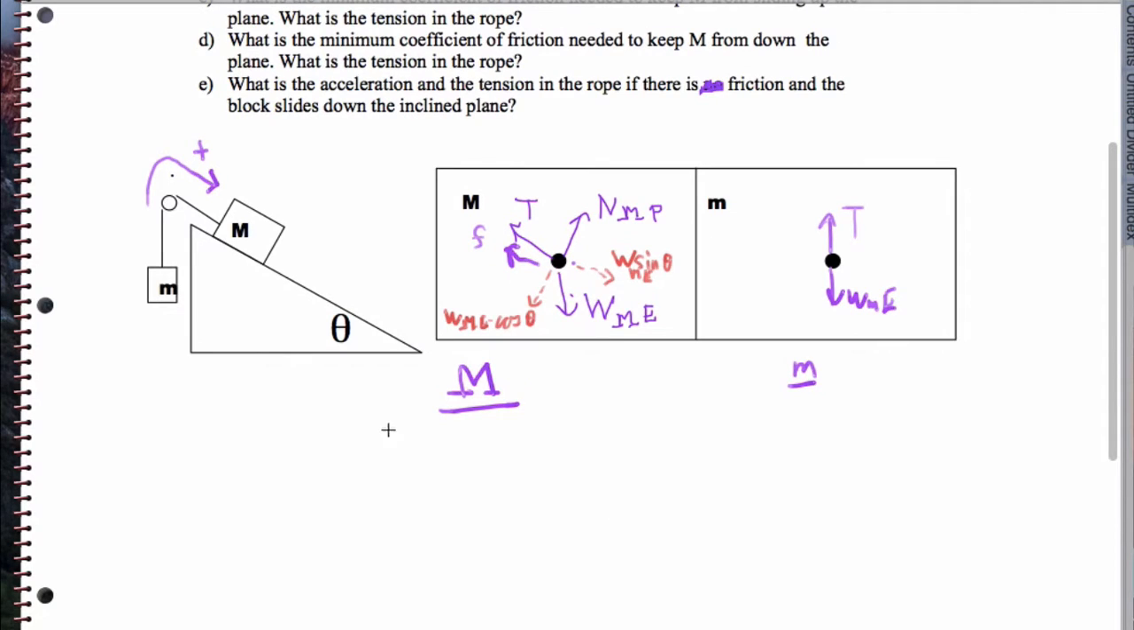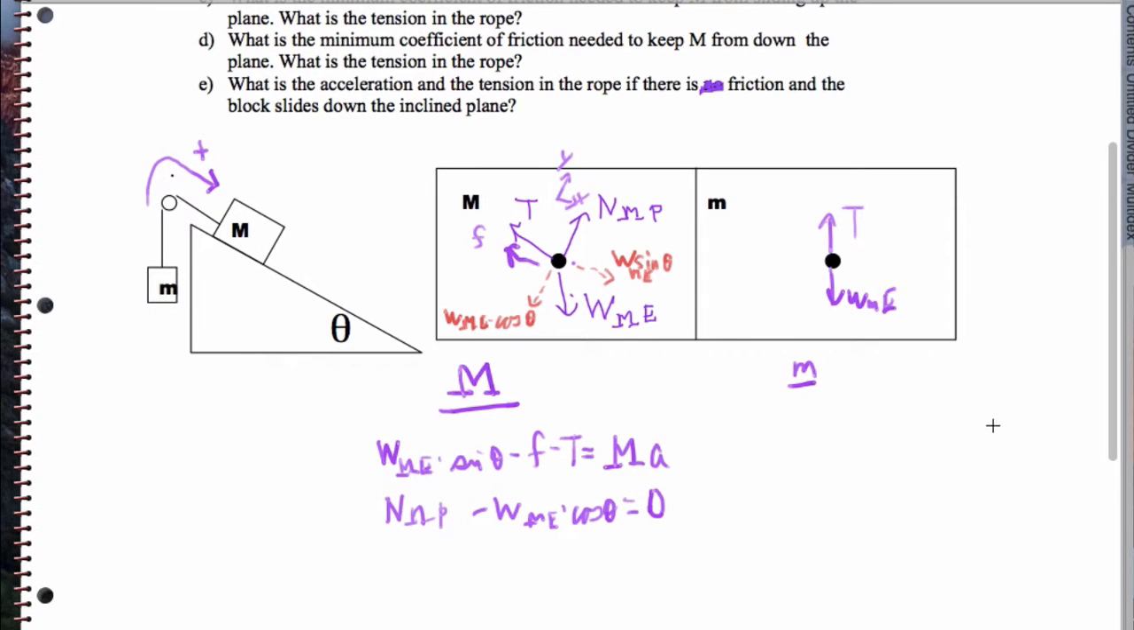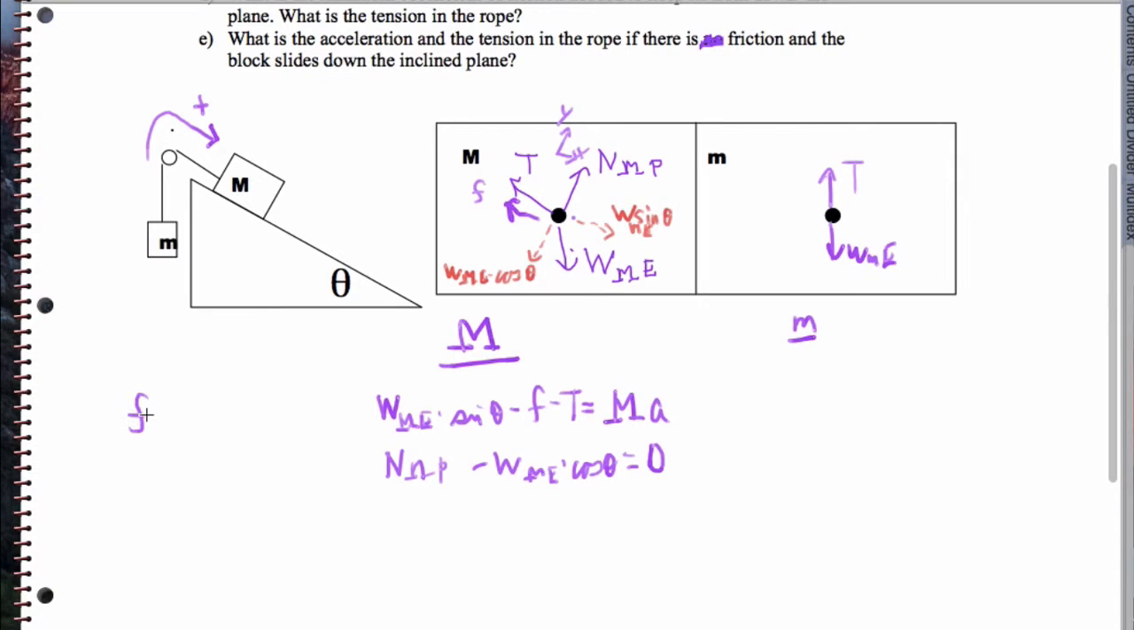So for big M in the x direction, we're going to have Mg times the sine of theta minus friction minus tension equals big M times A. And in the y direction, remember these are our axes, y and x, we're going to have the normal on big M due to the plane balancing the cosine portion of the weight. Now, let's remember that friction is mu times the normal force.